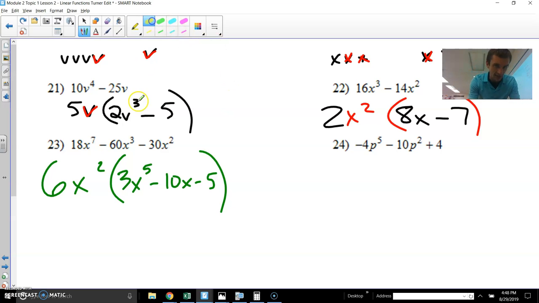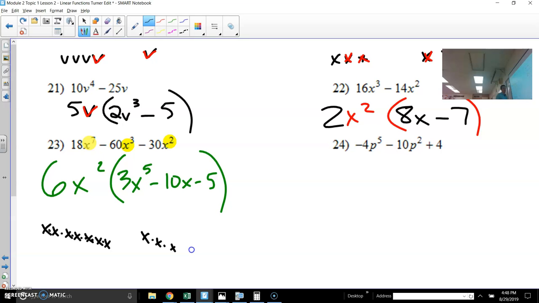The second thing we look at is the fact that all of these terms have a variable. And I'm looking for what they have in common. So if I have x to the 7th, 1, 2, 3, 4, 5, 6, 7, they're all multiplying against each other. And then x to the 3rd, 3 x's are there. And then x squared, 2 x's are there. And so when I'm looking for what they have in common, I really want to lock in on the smaller amount, because if they all have x's, then they'll all have whatever the smaller amount is. So that's what I'm choosing. I'm choosing to take out x squared.